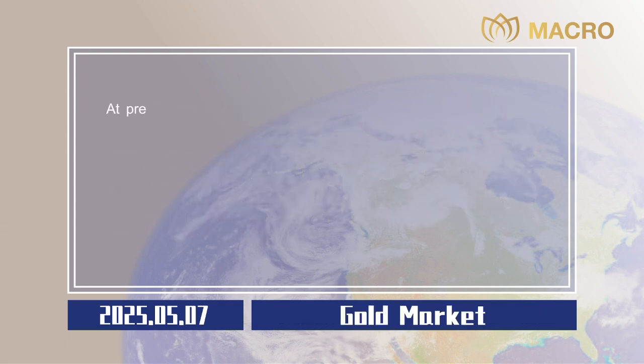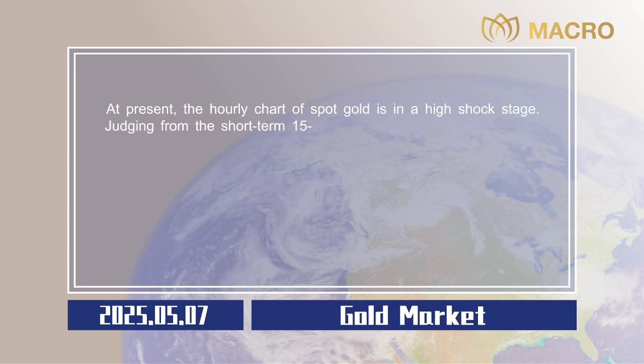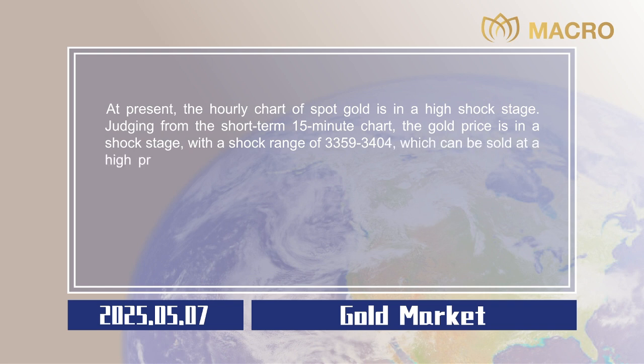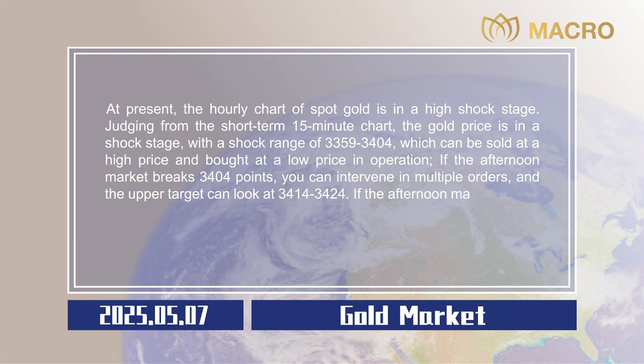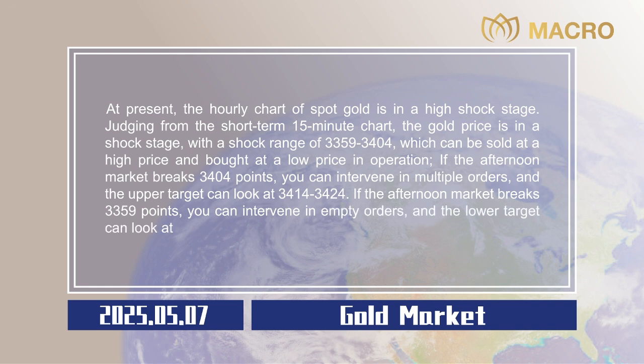Gold market. At present, the hourly chart of spot gold is in a high shock stage. Judging from the short-term 15-minute chart, the gold price is in a shock stage, with a shock range of $33.59 to $34.04, which can be sold at a high price and bought at a low price in operation. If the afternoon market breaks 3,404 points, you can intervene in multiple orders, and the upper target can look at 34.14 to 34.24. If the afternoon market breaks 3,359 points, you can intervene in empty orders, and the lower target can look at 33.49 to 33.39. Stop losses are all $5.